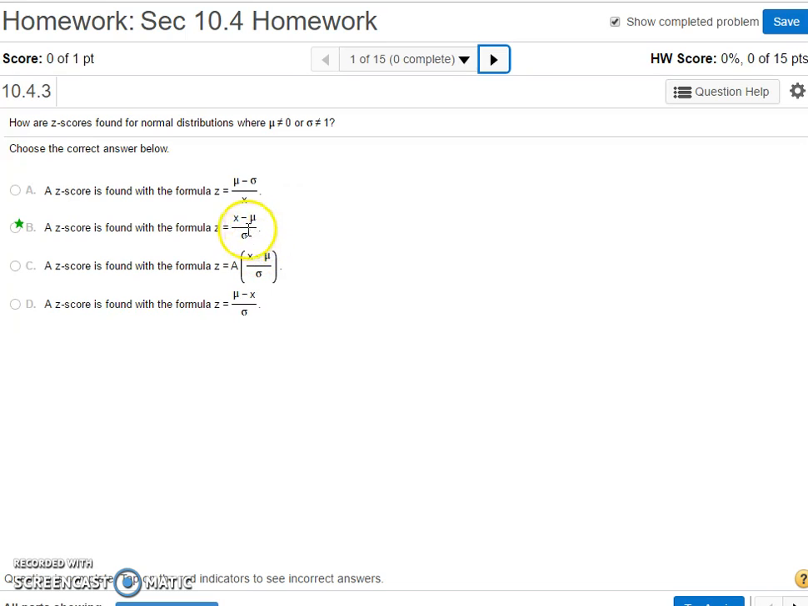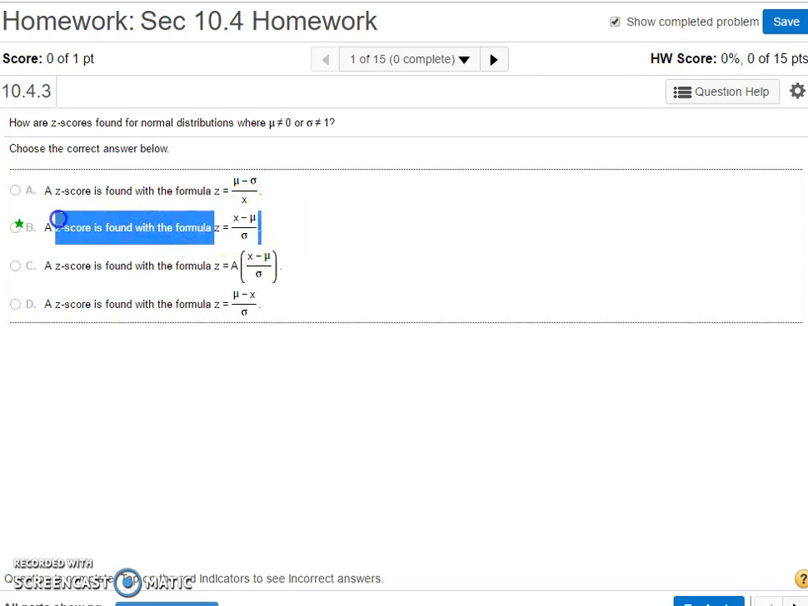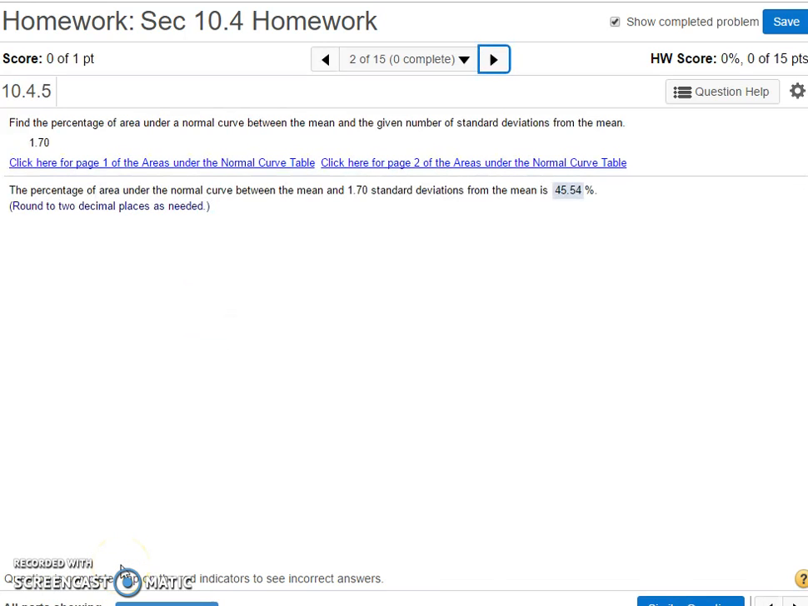And so what's going to happen is you're going to take your value minus your mean and divide that by your standard deviation. The z-score is found as x minus mu divided by the standard deviation. So what I want to point out here is the percentage of the area found under a normal curve between the mean and the given number.